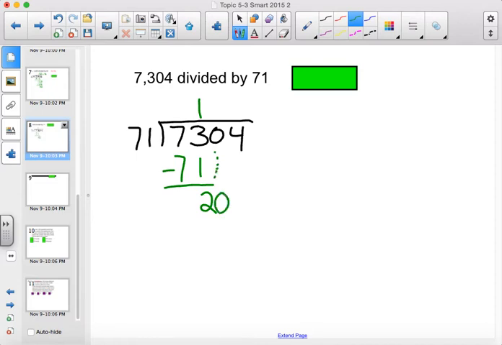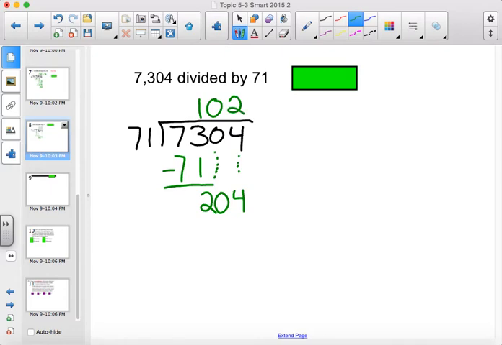71 cannot go into 20. 20 cannot be divided by 71, so we have to say it is divided 0 times. We now bring down the 4, and we have the dividend 204 divided by 71. It will go in there. 71 will divide 204 2 times.